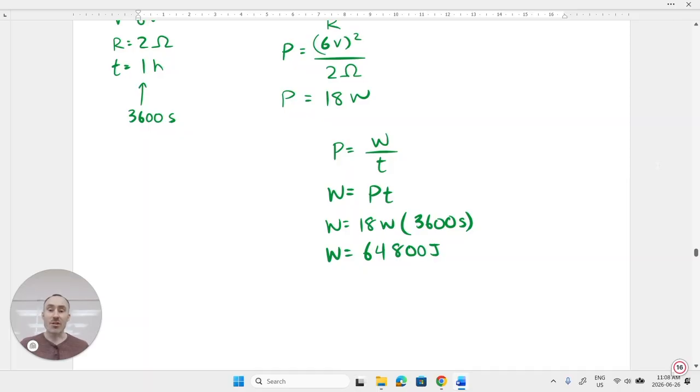Now there's context to this question, right? It's asking me for how much heat was produced. So to make this a really good answer, I would want to say that work equals 64,800 joules. Great. 64,800 joules of heat were produced. And that's the end.